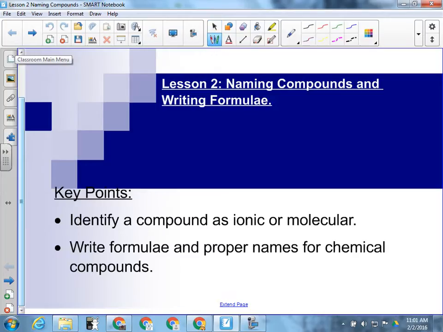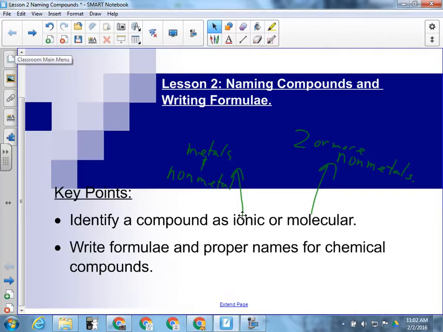So we might want to write that. So ionic compounds, metals and nonmetals, whereas molecular, two or more nonmetals.